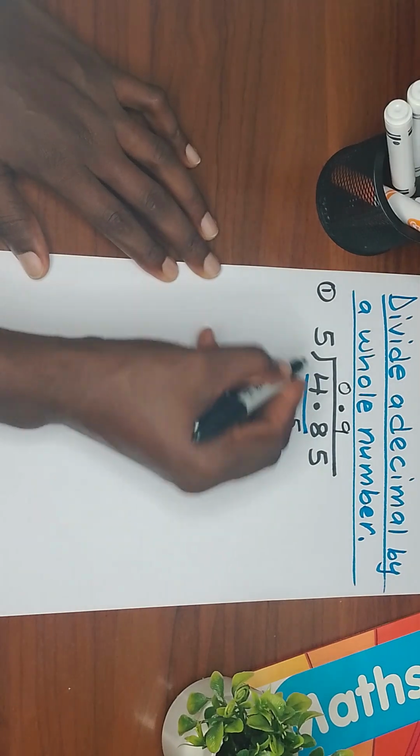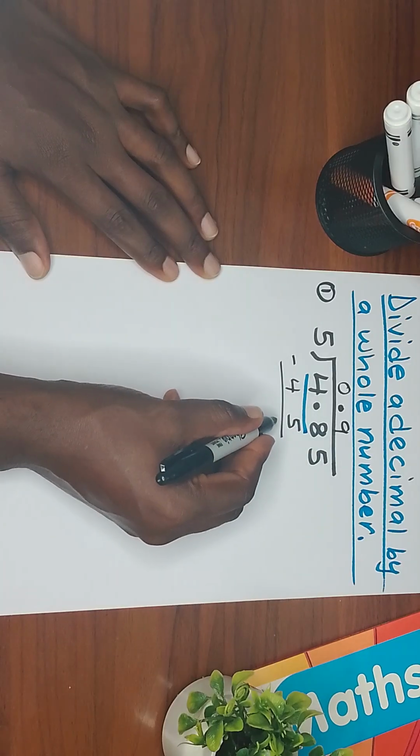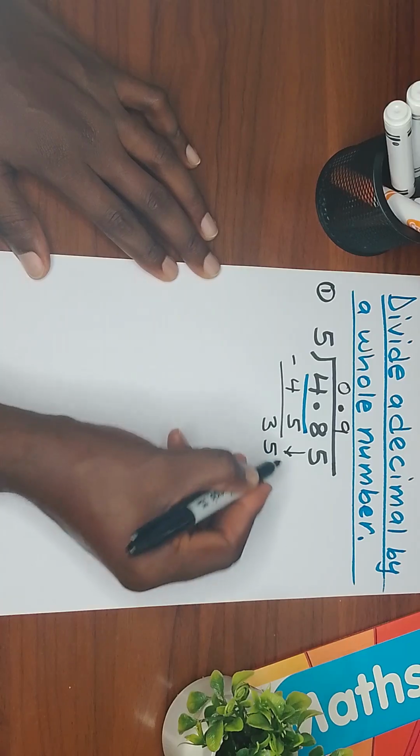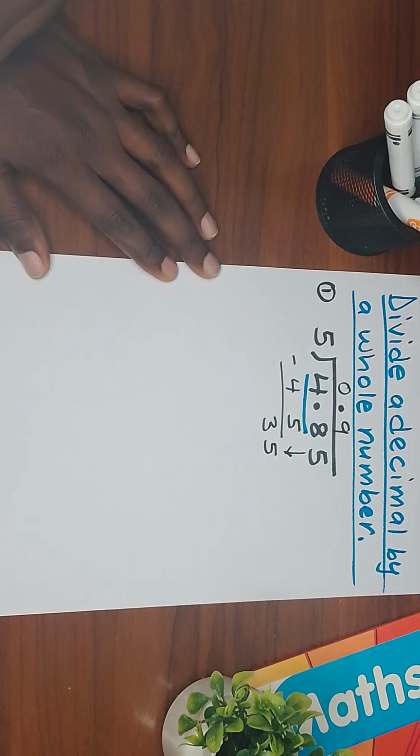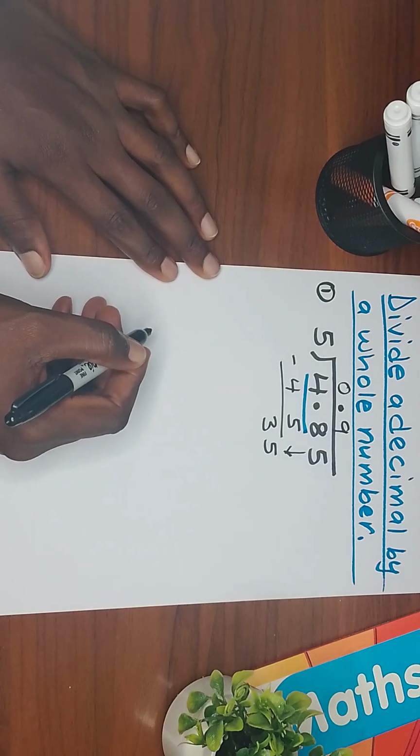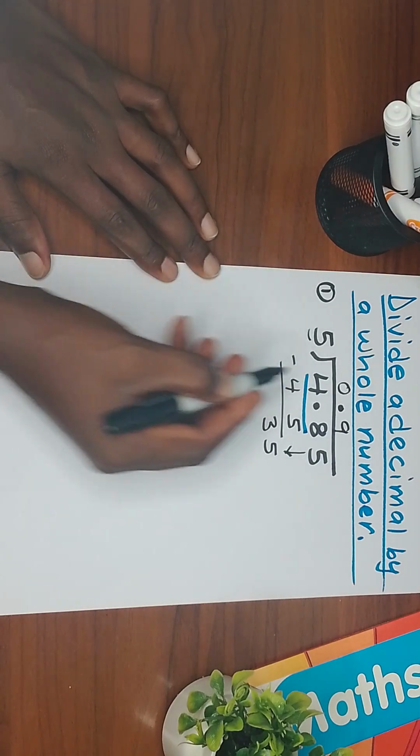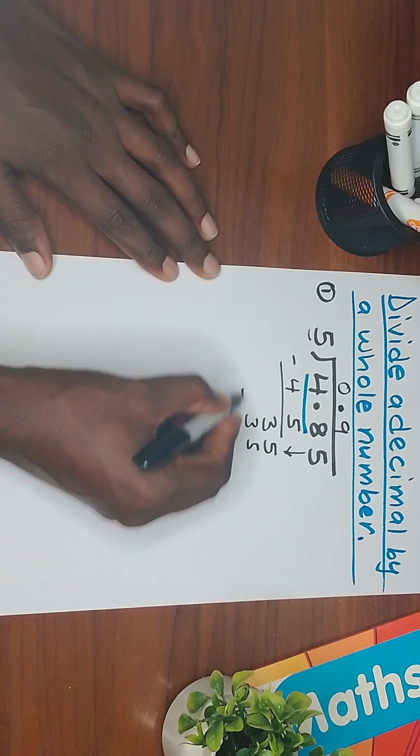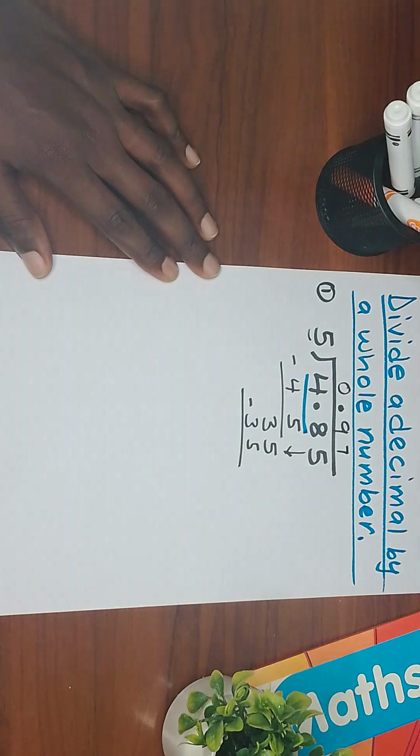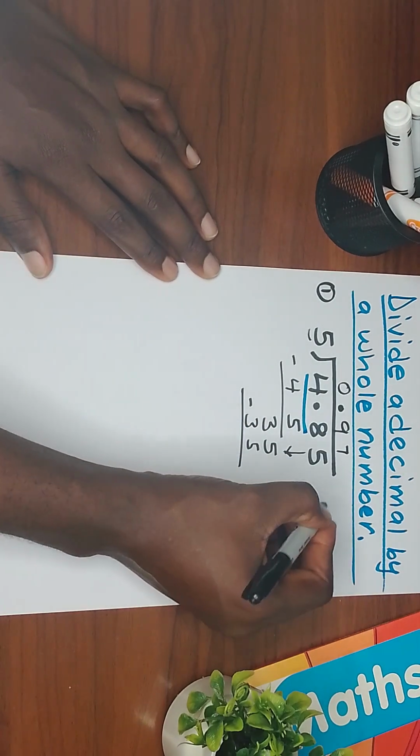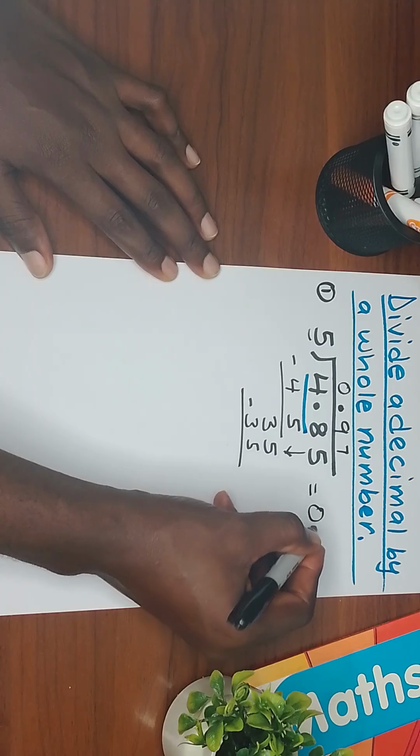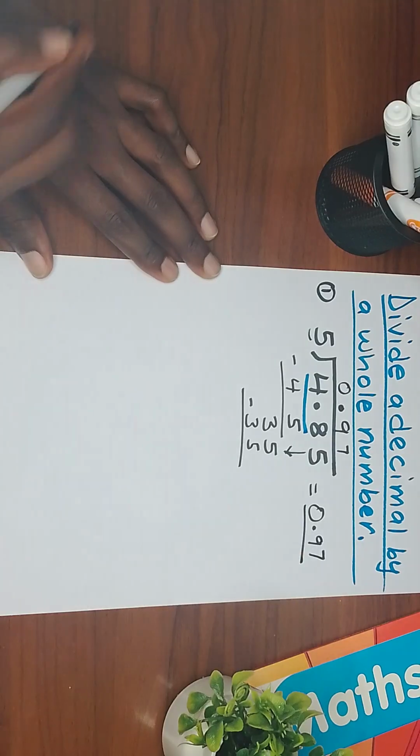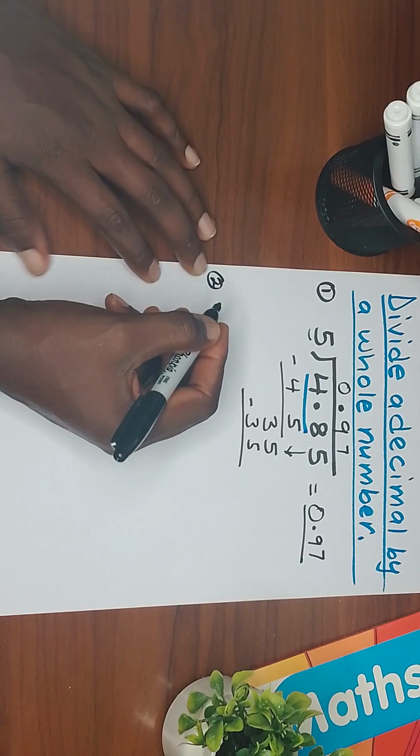Then we subtract. Here 8 minus 5, that is going to be 3. Then we bring down our 5, since 4 minus 4 is 0. We don't need to write it there. Then we go to the multiples of 5 again and look for 35. 35 is there in the multiples of 5, 7 times. So our final answer here is 0.97. Let's look at the next example.